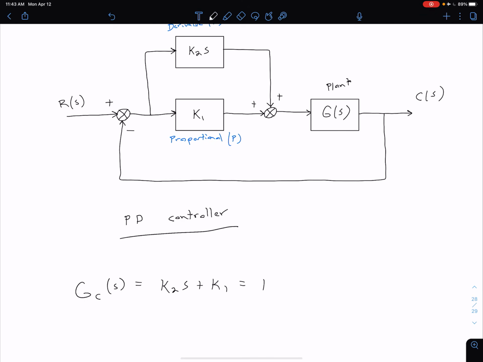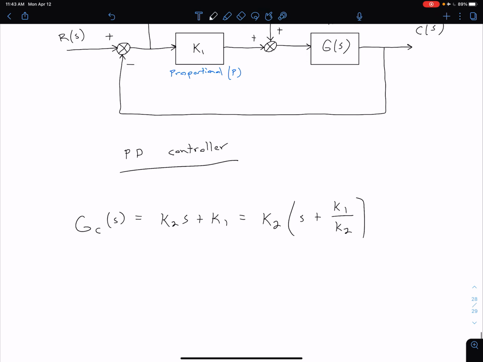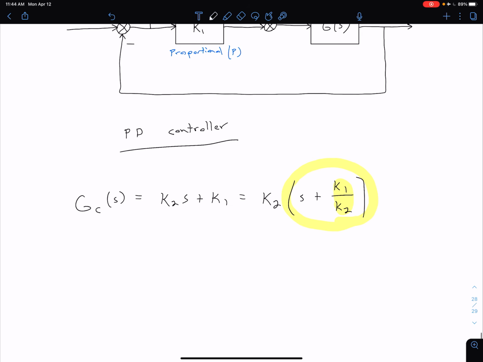And what we can do is we can factor out K2, so we can say this is K2 times S plus K1 divided by K2. And so what we can see is that all we need to do is to adjust this gain ratio, and that's going to position our added 0 to our open loop transfer function. So we can adjust our K1 over K2 ratio to set our 0 location.